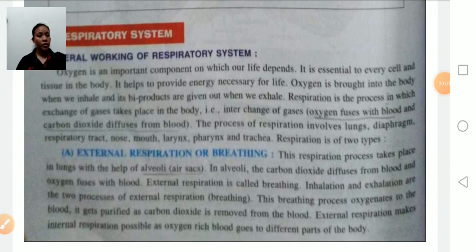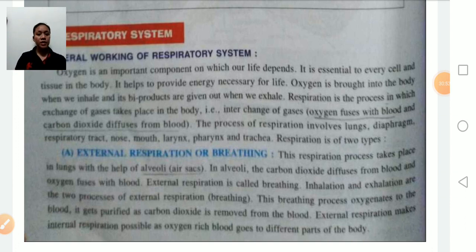How is oxygen brought into the body? It is brought in when we inhale. When we inhale, oxygen reaches the body, and its byproduct, carbon dioxide, is given out when we exhale. Respiration is the process in which exchange of gas takes place in the body. Oxygen is fused with the blood and carbon dioxide is diffused from the blood. When we inhale, oxygen goes inside the body, and when we exhale, carbon dioxide comes out of the body.